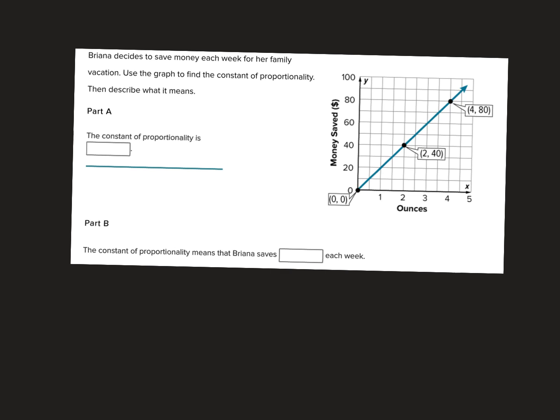Let's look at this some more. So we have Brianna, who decides to save money each week for her family vacation. Use the graph to find the constant of proportionality, then describe what it means. Okay, so proportionality means how much it is growing by each time. And in this case, we are talking about the money saved to the ounces.